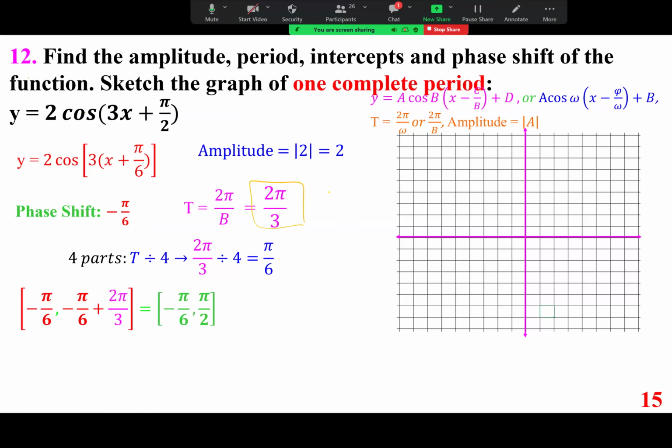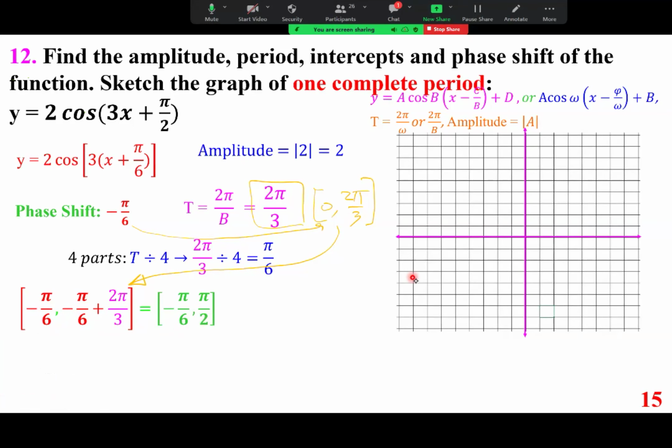This means normally we should have 0 to 2 pi over 3 if there is no phase shift. Because of the phase shift, we add the phase shift, meaning if it's negative, negative. So we add negative pi over 6. When you do that, this becomes negative pi over 6, this becomes pi over 2. So one complete cycle goes from negative pi over 6 to positive pi over 2.